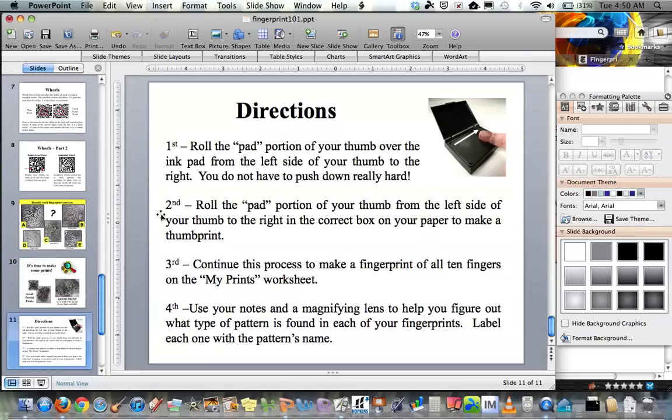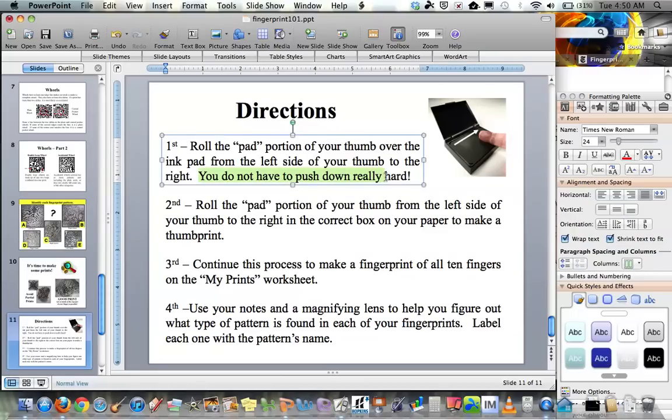Here's a couple of pointers. It says roll the pad portion of your finger or thumb. So when you roll it, you maybe have seen this done before, and the video will show it. You can take your finger and lay down at an angle one edge of your finger, roll it across the flat part up to the other edge of your finger. That's going to get ink over the whole section of your finger. Okay, you really do not have to push down hard. That's very true. In order to get enough ink, you don't have to push extremely hard.